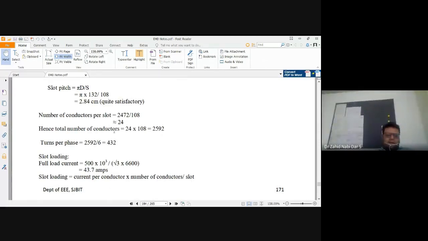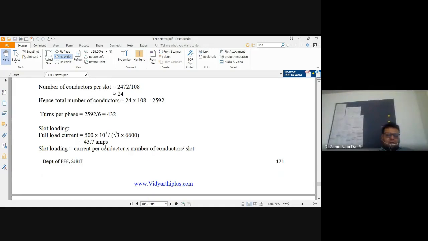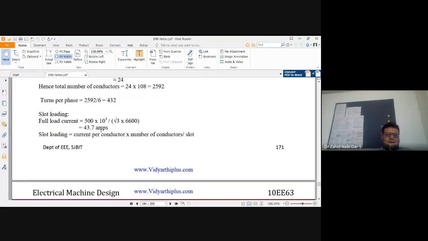Now the full load current, it is telling you to calculate the current. Current would be Q divided by V, because Q is V into I. For three phase, Q is equal to root 3 V into I. For a single phase, Q is equal to V into I, not root 3. So keeping I on one side, I would be Q divided by root 3 V. So same thing, 510 power 3 into root 3 into V. So this gives you current 43.7 amps.